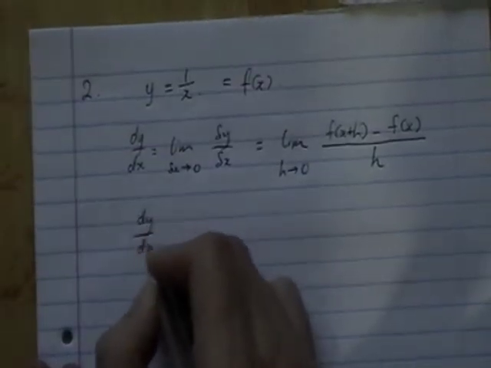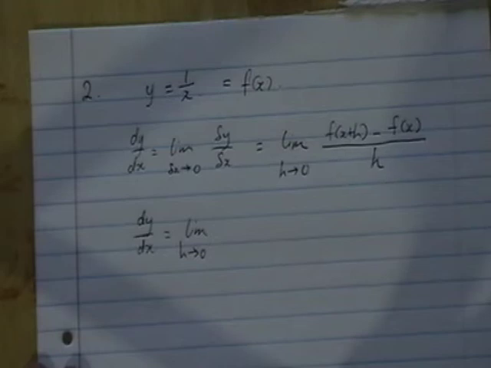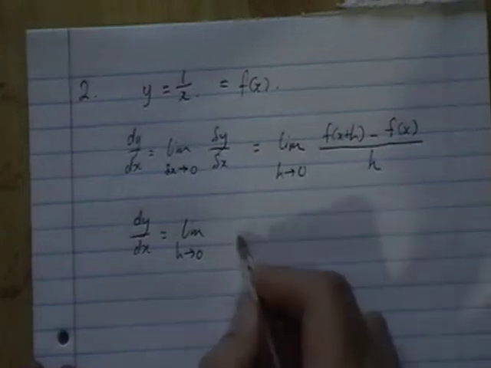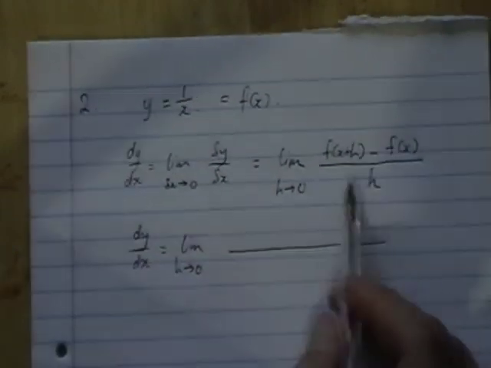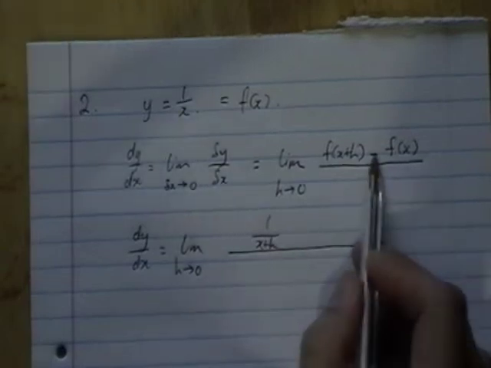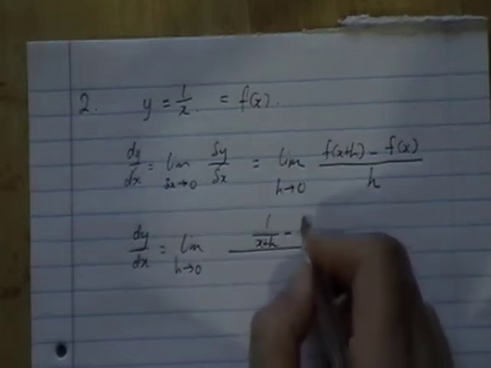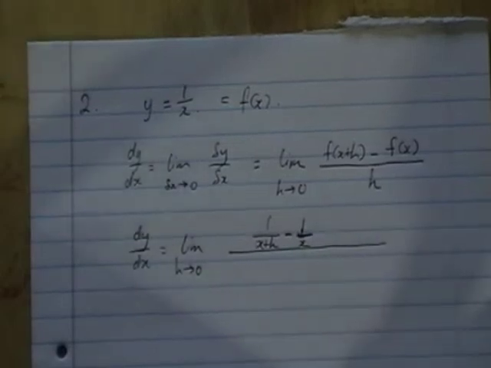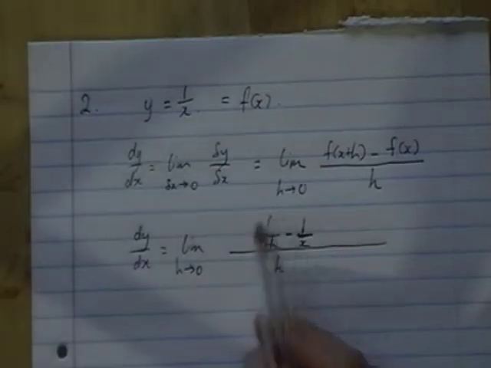dy by dx is the limit as h tends to 0 of this. So f of x is 1 over x, and if x becomes x plus h, I have 1 over x plus h, minus f of x, which is still 1 over x, all divided by h. So this is it. And once again, we cannot simply substitute 0 into the h there and there, because we would end up with 0 over 0.